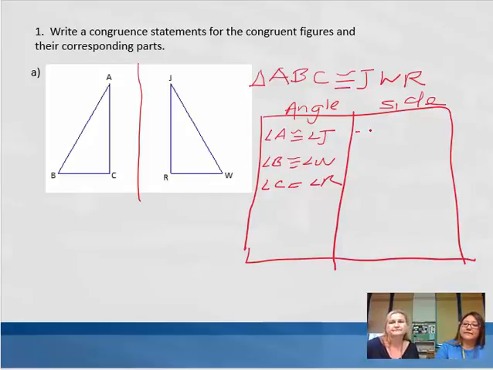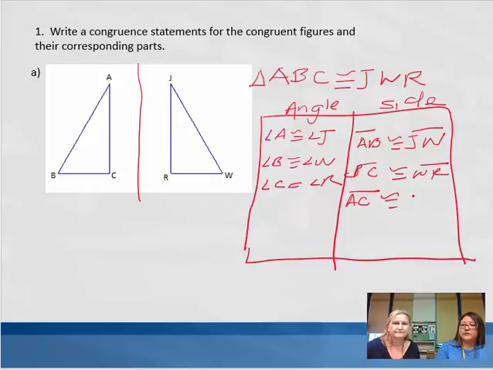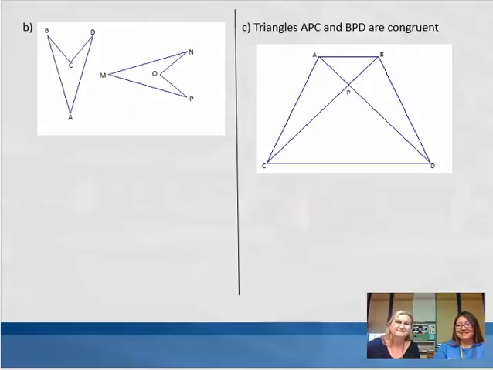So next one, the sides. So we have AB is congruent to JW. And then we have BC congruent to WR. And then finally we have AC congruent to JR. Okay, very good. So we have the congruent statement and corresponding congruent angles and corresponding congruent sides. Very good. So let's move on.